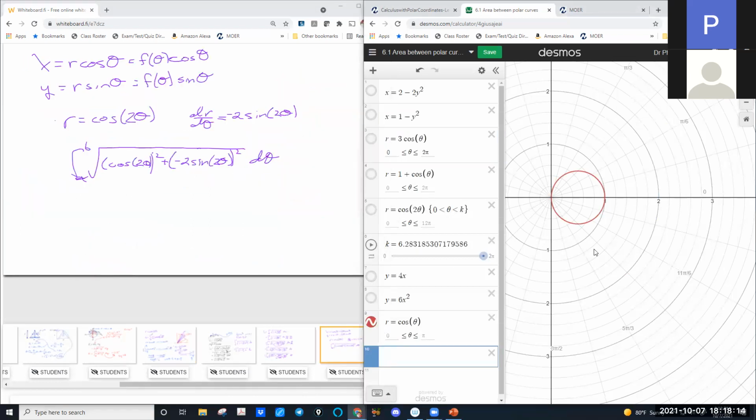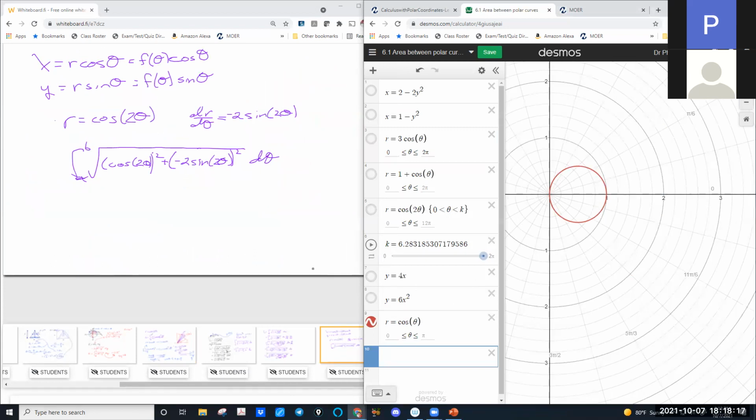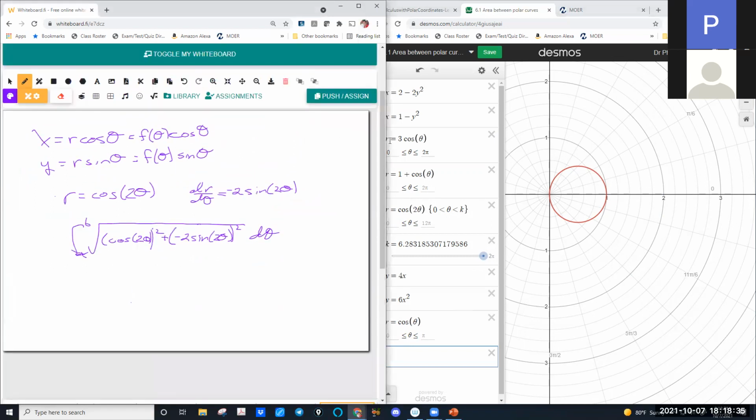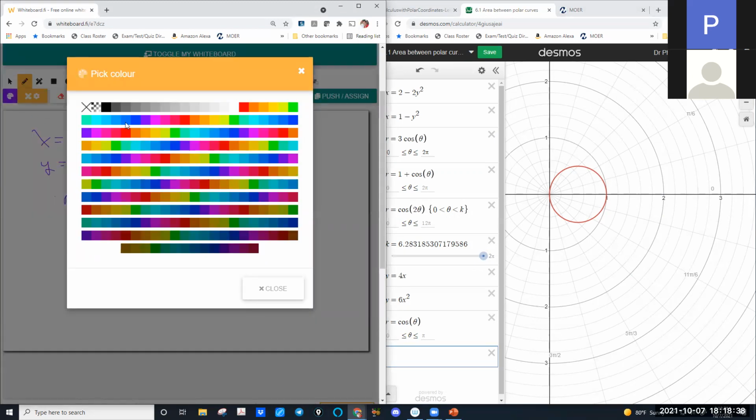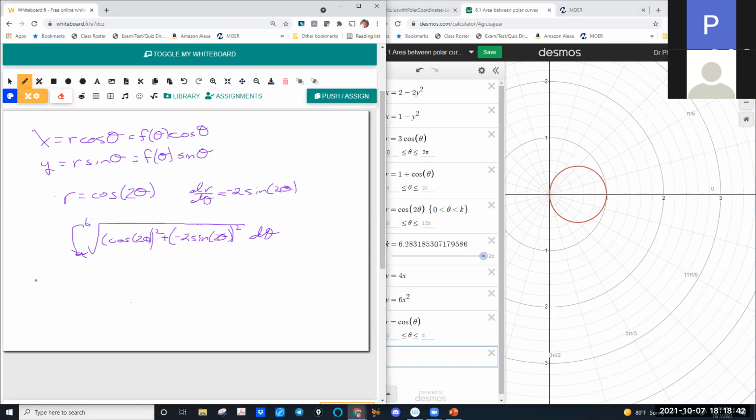R equals cosine theta. We're going to keep it basic. So if we look at what we have here, we have a circle of radius 1/2, right? So here's what we are going to do. We're going to run it through that arc length formula. So our function is R equals cosine theta. Dr d theta is negative sine theta. We can see very clearly we have a circle of R equals 1/2.